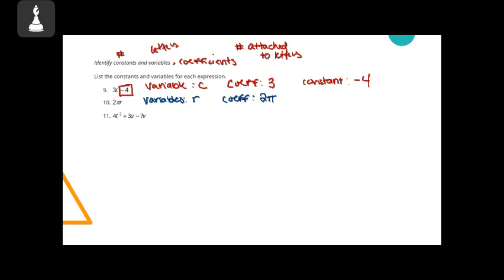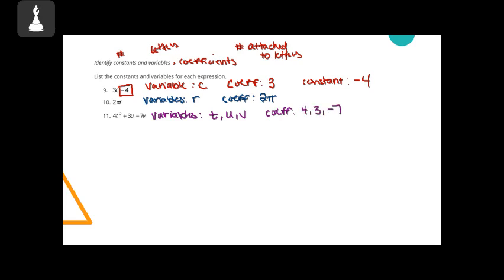All right, last one here, we have 4t squared plus 3u minus 7v. So all of our variables here are t, u, and v. Those are our letters. And our coefficients are going to be the numbers in front of the variables. So 4, 3, and -7. There are no constants. There are no numbers by themselves.